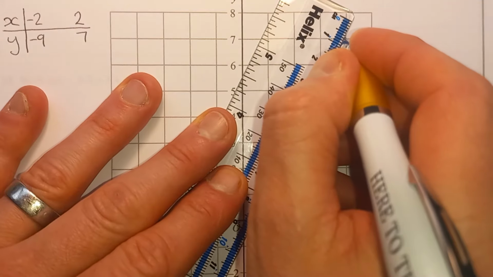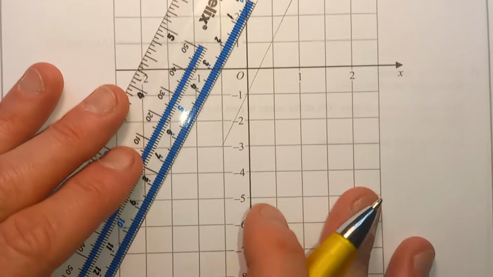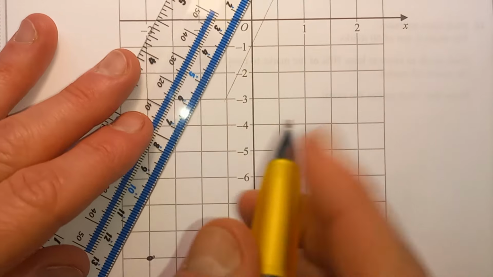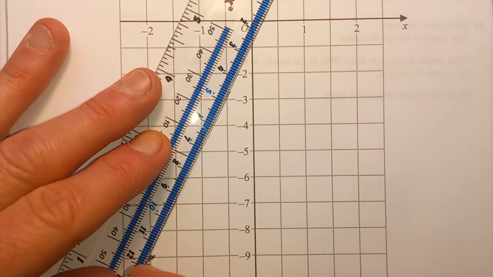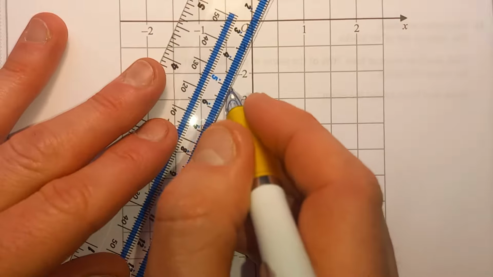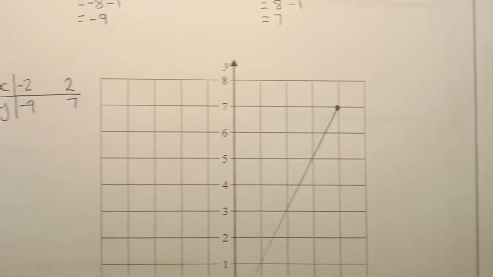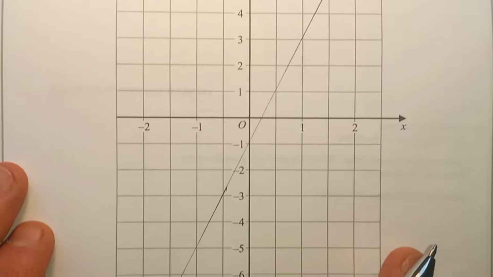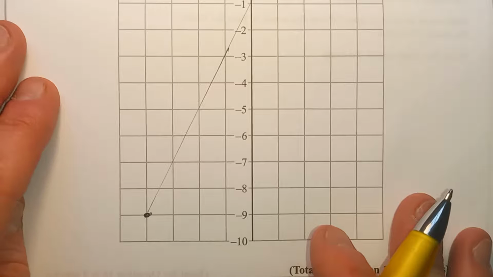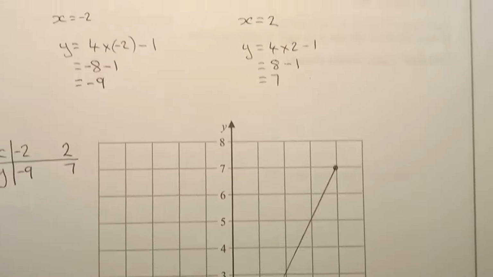My ruler is actually not quite long enough, as you'll see, but so it might not be perfectly straight, but I think that's looking reasonable. That's what they want. So you can work out lots more points on the line if you want to make sure that you've done a good job, but you only need 2 of them, and then you can connect them with a straight line.